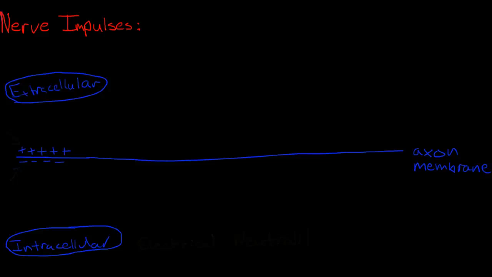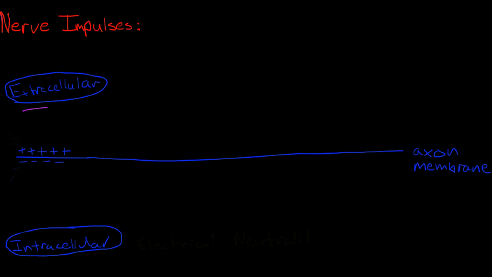During this part of the lesson, I wanted to talk about nerve impulses. So here I have in front of me a picture of the cell membrane of an axon. And you can see here we have the intracellular side of the axon and the extracellular side of the axon.